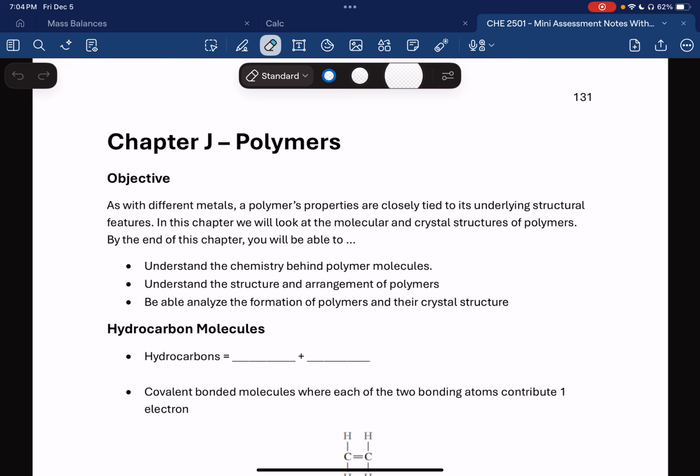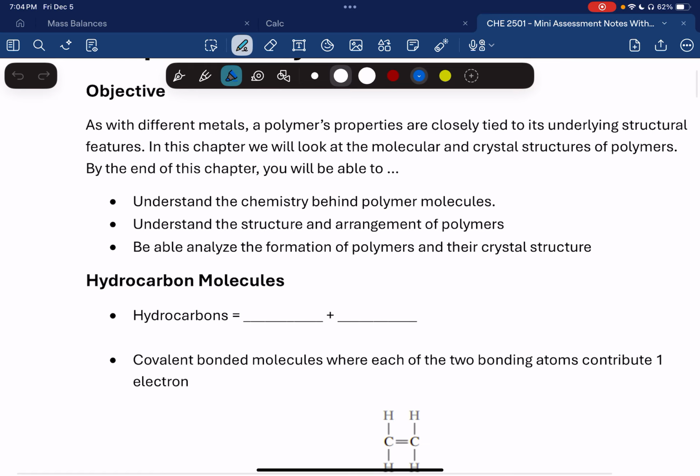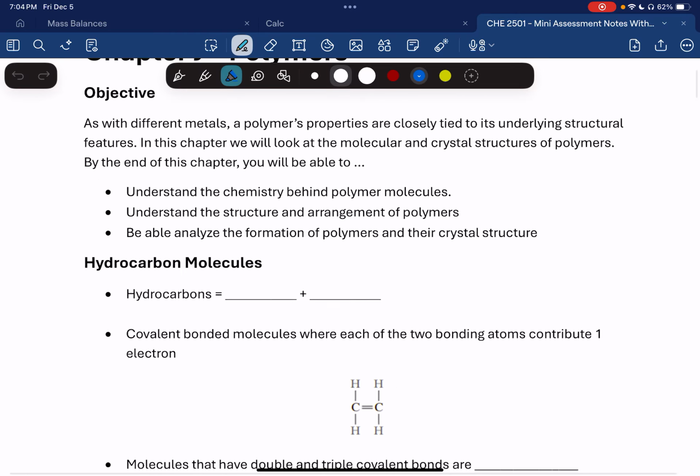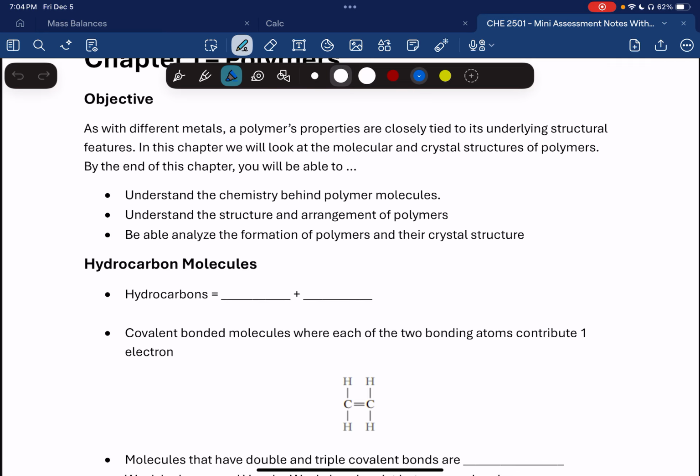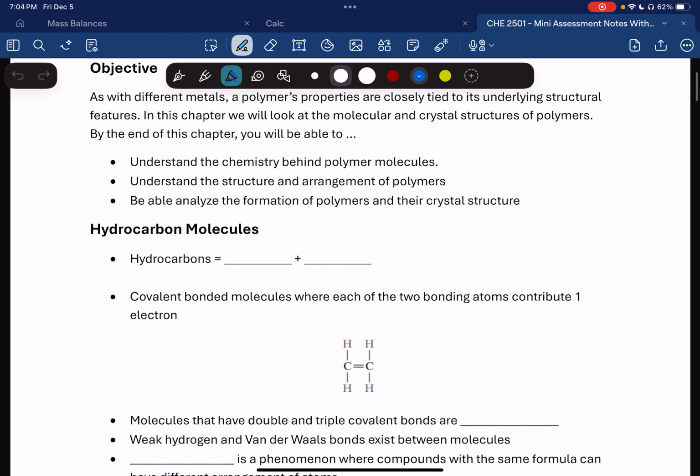You'll see that as with metals, a polymer's properties are closely tied to its structure and its features. In this chapter, we will look at the molecular and crystal structures of polymers. By the end of this chapter, you will be able to understand the chemistry behind polymers, understand the structure and arrangement of polymers, and be able to analyze the formation of polymers and their crystal structure. All right, getting started here.